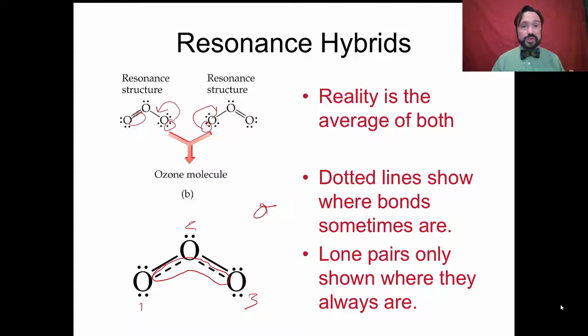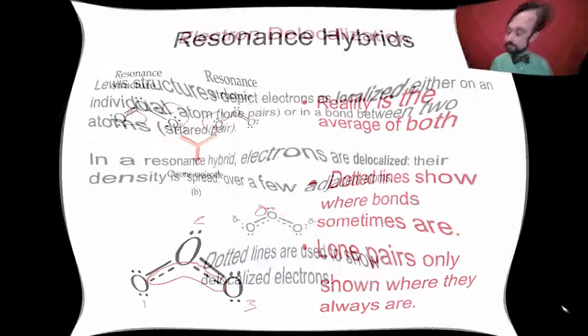So the hybrid is what really exists. And in the case of ozone, my 2 resonance structures are completely equal. They're equivalent to one another, so we get a 50-50 split between the 2 of them. Let's take a look at some more examples.